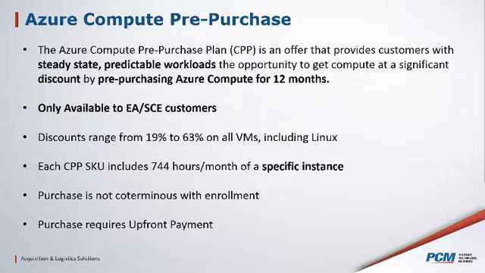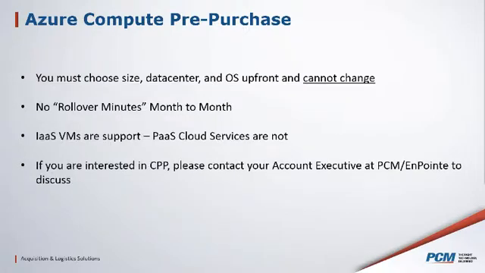You have to choose the instance size, the data center for the machine, and the operating system, Linux or Windows, up front, and you cannot change it midstream. So you have to make sure that we're going to run a D2 instance in East US 2 with Windows for 12 months. That's how you're going to be able to take most advantage of this.